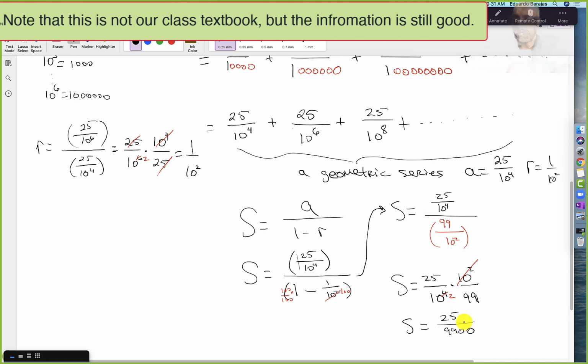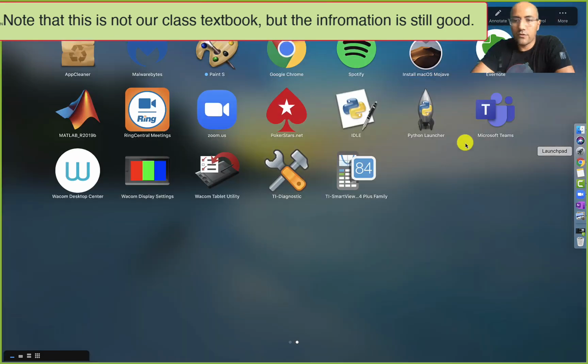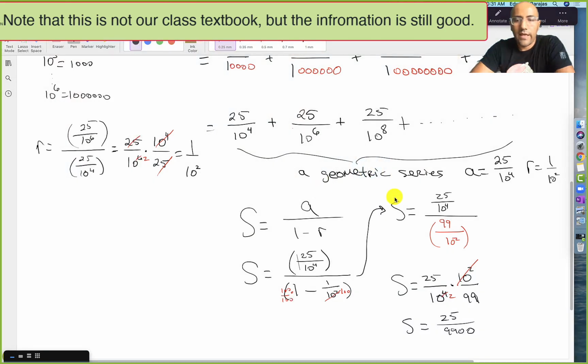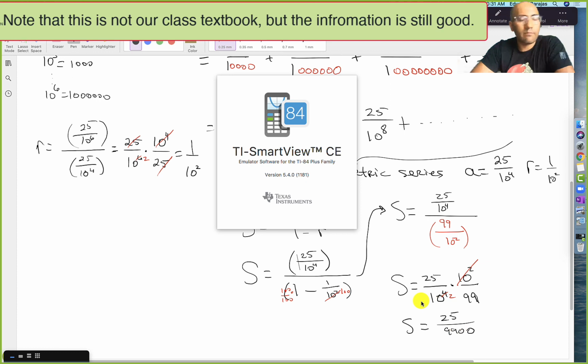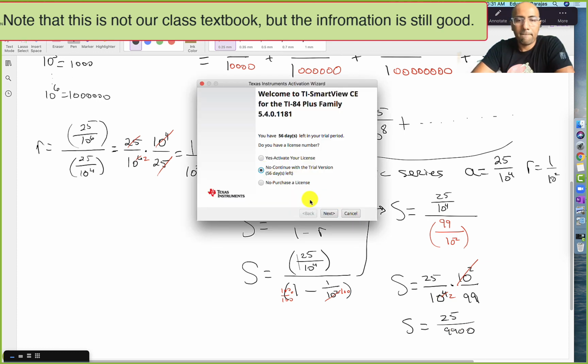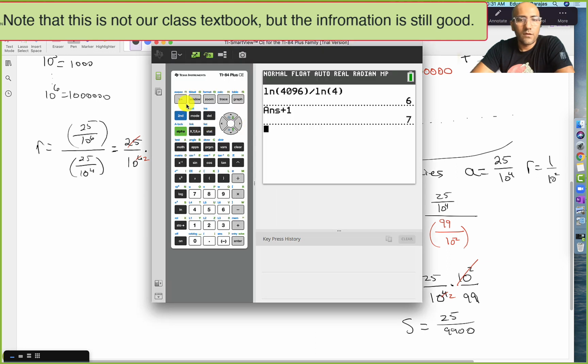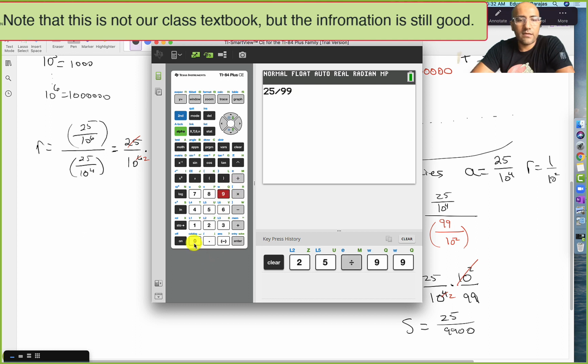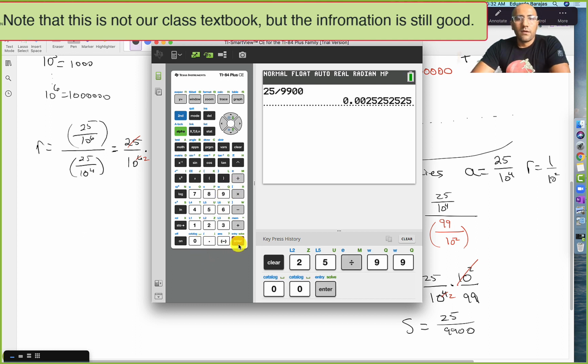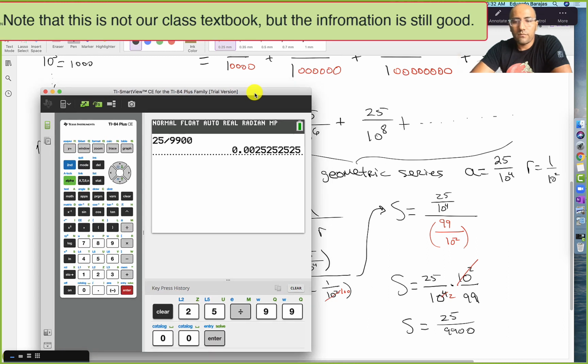Good. And at this point, I can confirm my solution to make sure that it works out. Let's go over here to the calculator and confirm that this is going to give me the infinite decimal that I expect. So let's clear this. So 25 divided by 9900 equals this. And I know the calculator cuts it off, but it's going on forever. Right? This will go on forever. Good. Questions?